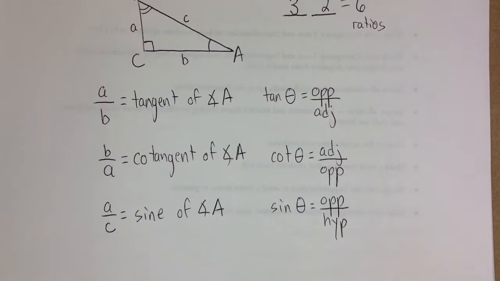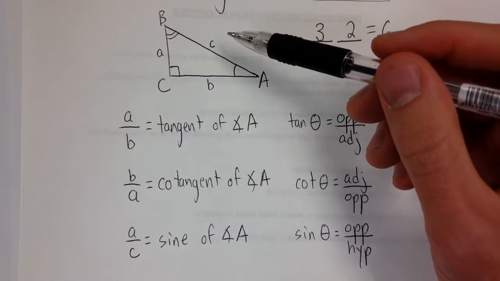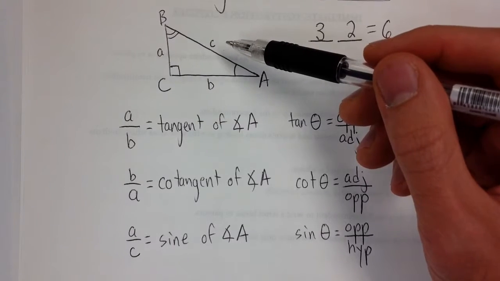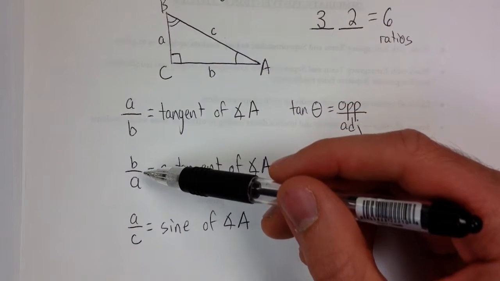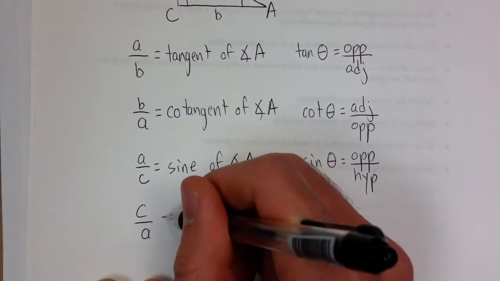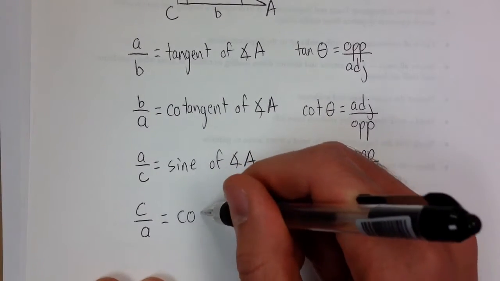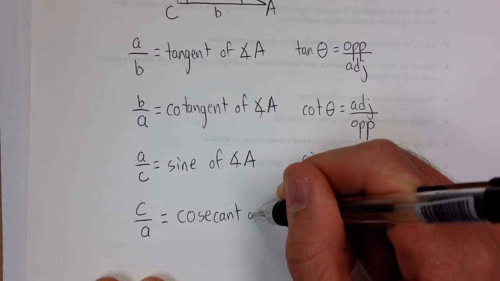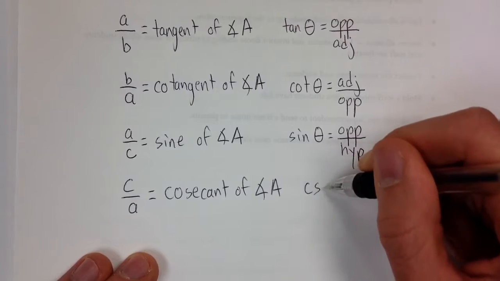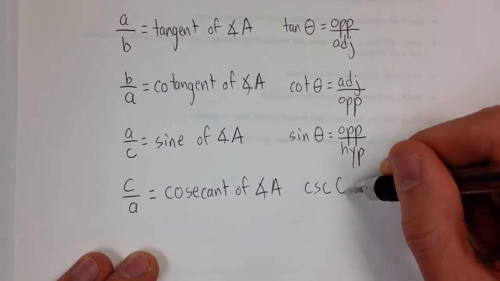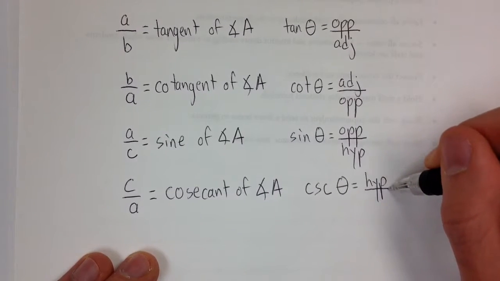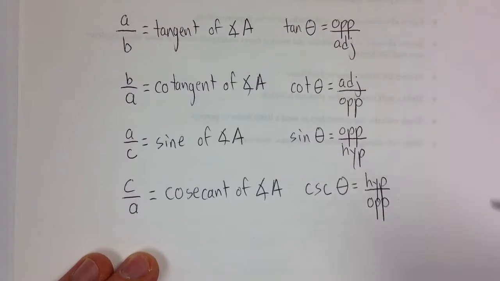We have 3 more ratios. We could do B to C. But actually, since I did the reciprocal for the second one, I'll do the reciprocal for this one next. Okay, so C to A. This is cosecant. And in general, cosecant, abbreviated CSC, is the ratio of the hypotenuse in a right triangle to the side opposite the angle.